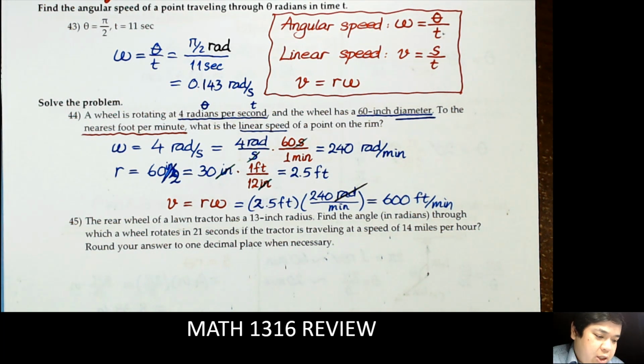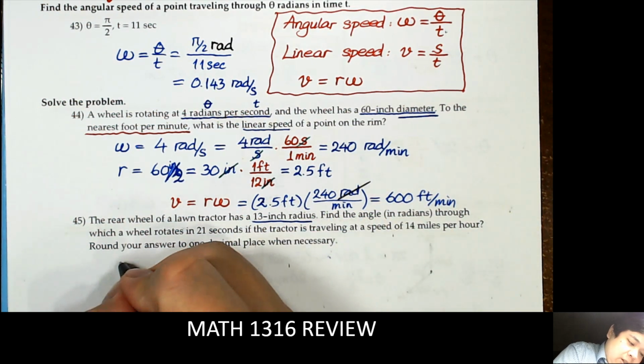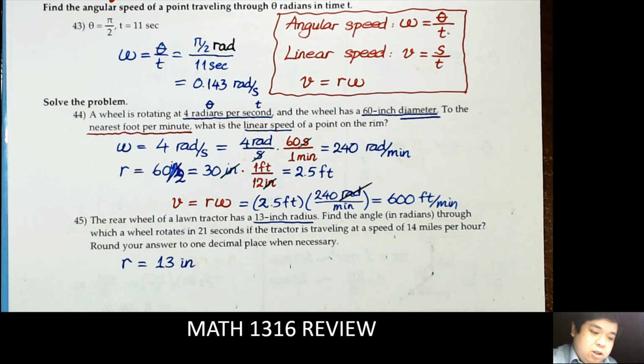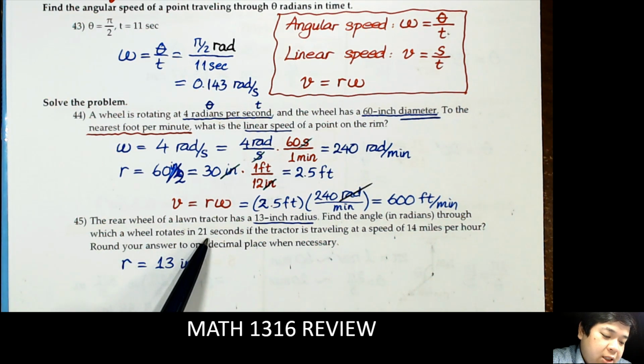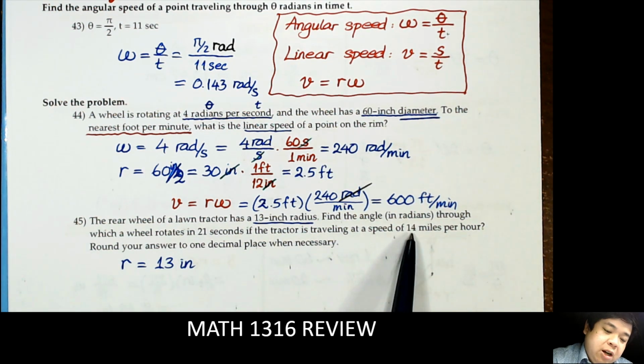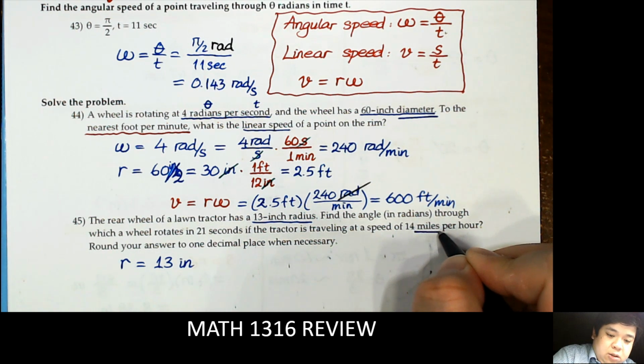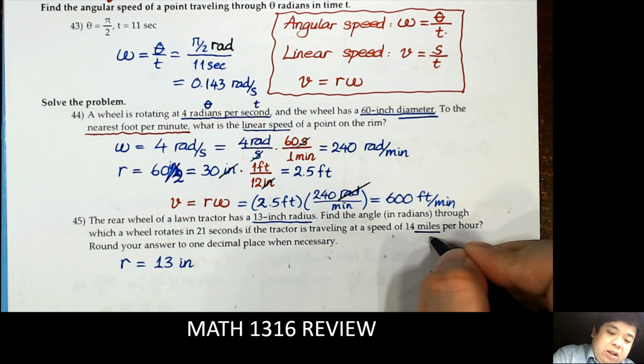Next, we have the rear wheel of a long tractor has 13-inch radius. So we have the radius 13 inches. Find the angle through which a wheel rotates in 21 seconds if the tractor is traveling at the speed of 14 miles per hour. So miles is the distance or the length.